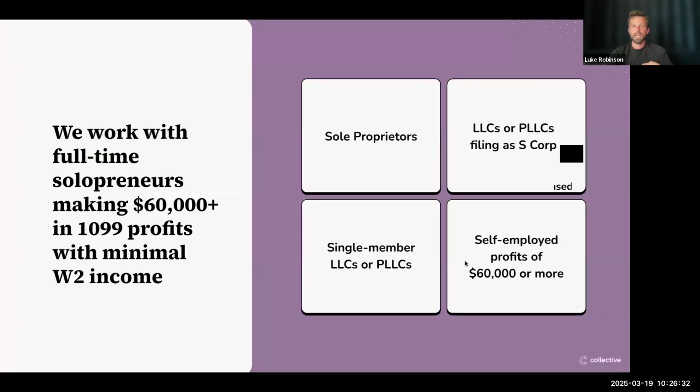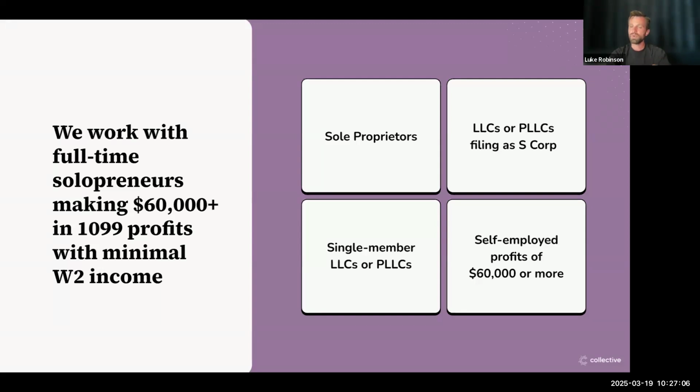We work with solopreneurs making at least $60,000 in profit. The reason that we say $60,000 is because that's the point of income where you're saving enough money with the S Corp to make the cost of Collective worth it, to make the cost of running payroll and all this extra stuff that you've got to do with the S Corp worth it, financially speaking. So, $60,000 is that sweet spot. Now, don't get me wrong. There's still people that join Collective that are making $45,000 or $50,000.